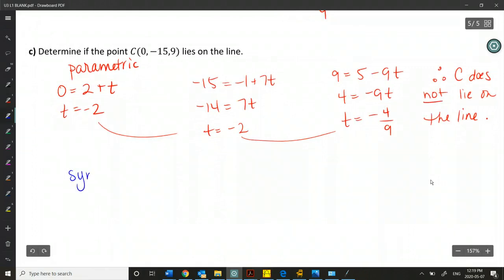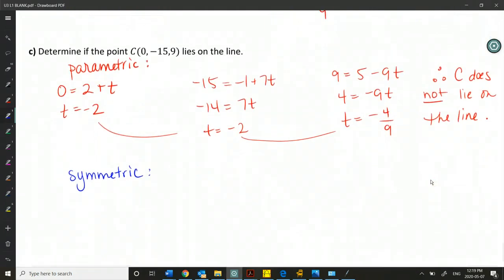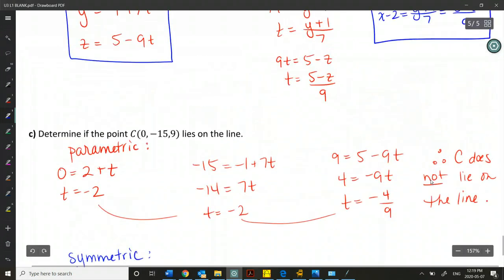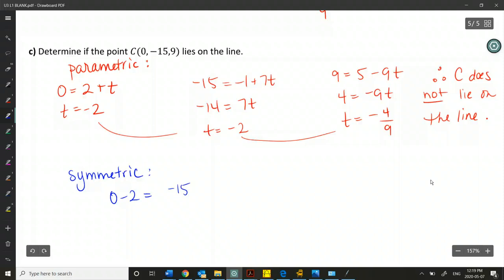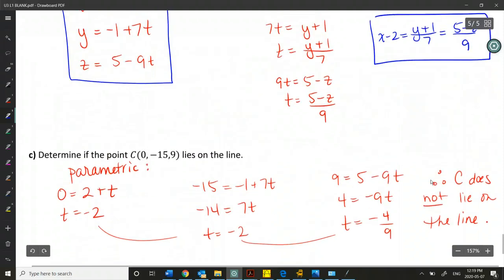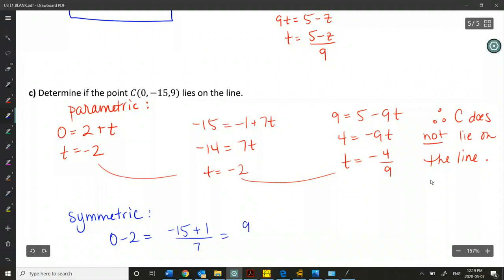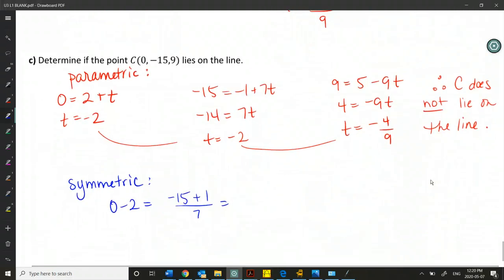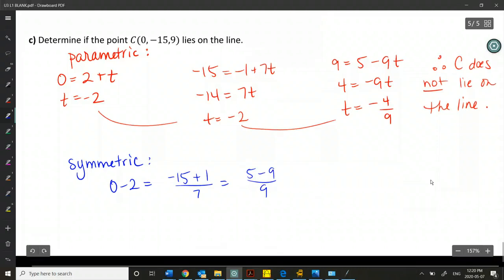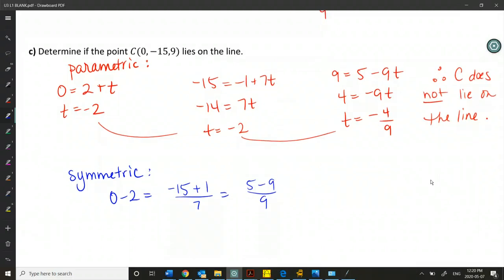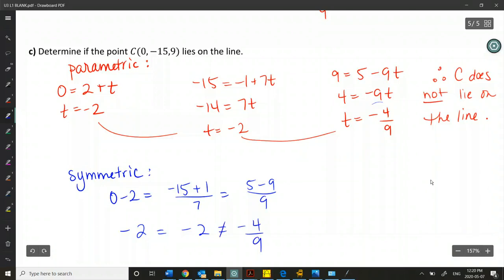Okay, and if we were to use symmetric instead, essentially the symmetric is just derived from the parametric equation, so we should get something sort of similar when we do this. I'm just going to plug in 0 for x, and then -15 for y, this is +15/7, and 9 for z, which is 5 minus 9/9. So what you'll notice here is, because these are all equal to t, we'll actually get these same values. And we see that these are not equal. So therefore we would say C does not lie on the line.